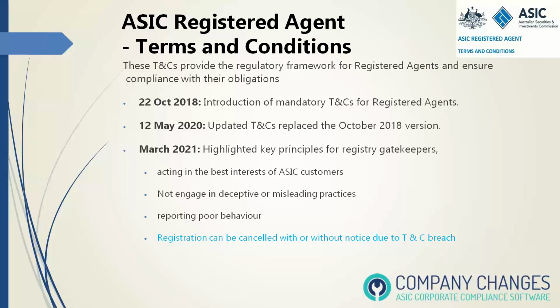In October 2018, ASIC introduced these mandatory terms and conditions for all registered agents. This was the first significant step towards regulating the activities of registered agents. On 12th of May 2020, ASIC updated these terms and conditions, replacing the 2018 version. These updated terms and conditions provide a framework for regulating registered agents and ensuring they meet their compliance obligations. These terms and conditions are designed to protect the integrity of ASIC's processes and ensure that registered agents perform their duties diligently and accurately.